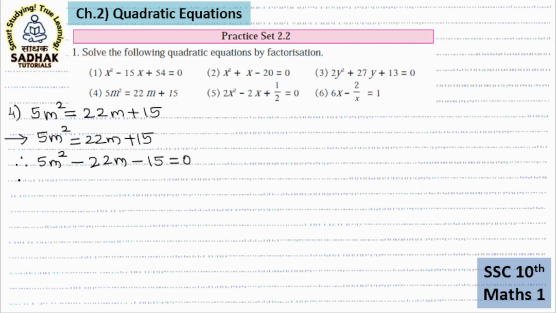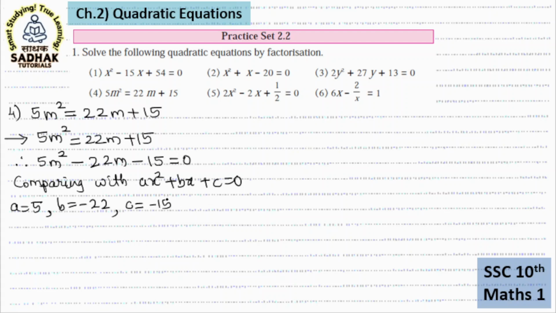Okay, so now we can compare this with our standard form. Comparing with the general form, ax square plus bx plus c is equal to 0, we get a is equal to 5, b is equal to minus 22, and c is equal to minus 15. Okay, therefore a multiplied by c will be 5 multiplied by minus 15, that will be minus 75.